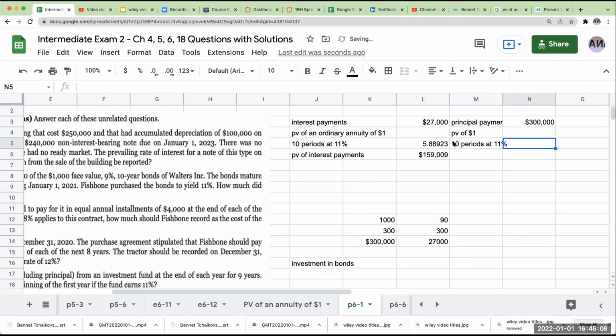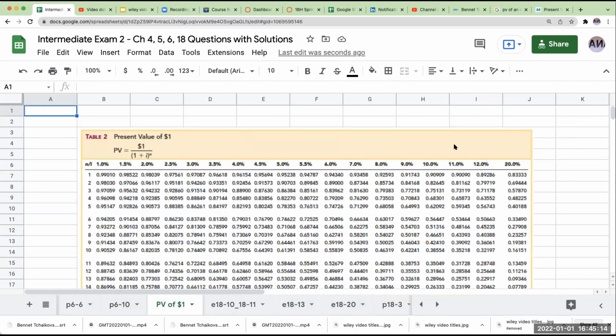I use the same factor, 10 periods at 11%. I come over here, 10 periods at 11%, and I get 0.35218.